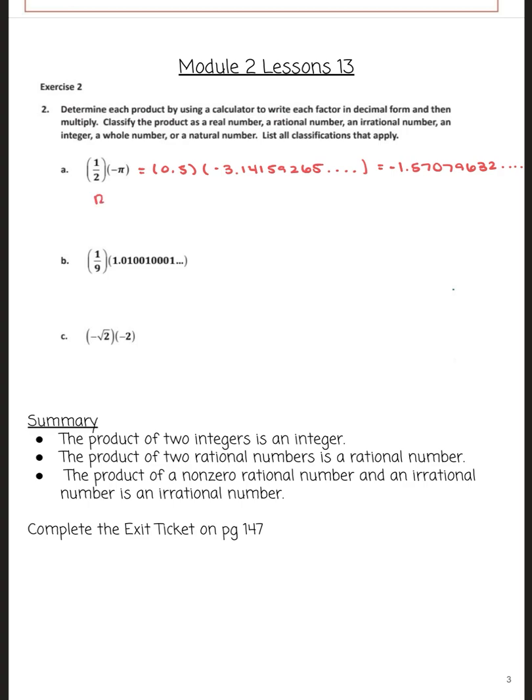So when we classify, we know that it is real, and we know that it is irrational because it is a non-terminating decimal. All right, now let's look at B.